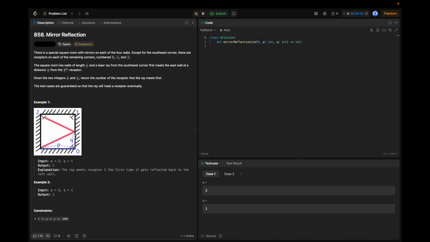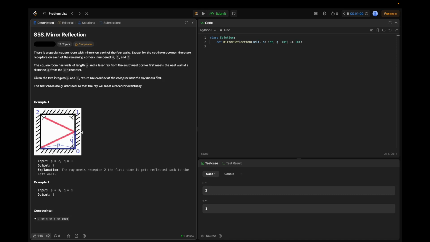Okay, so Q is the height of the triangle. Given to us just P and Q, return the number of the receptor that the ray meets first. Test cases are guaranteed so the ray will meet a receptor eventually. That's interesting.